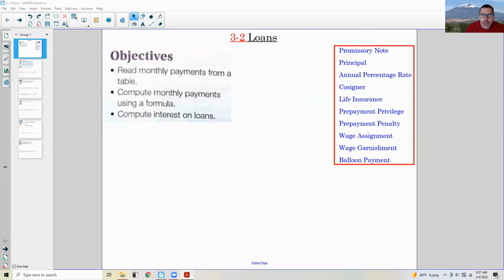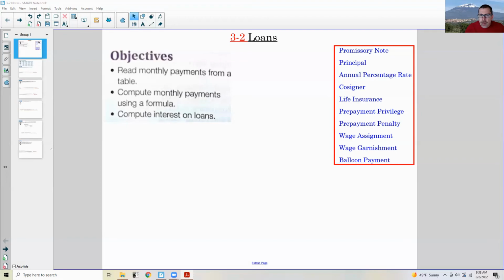A co-signer is someone who would sign a loan, a promissory note, with you. If, say, you're young or you don't have good credit and you can't get a loan on your own, you would get someone who has good credit to be what's called a co-signer, and that co-signer would then be responsible to pay back the loan if you don't do it. So the co-signer is responsible for paying back the loan if the borrower doesn't.